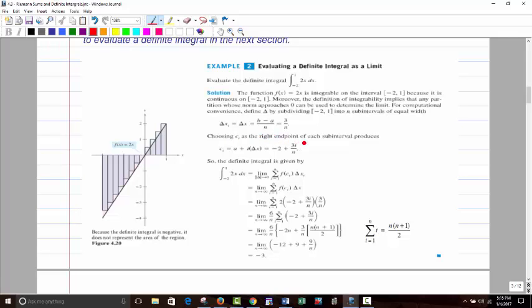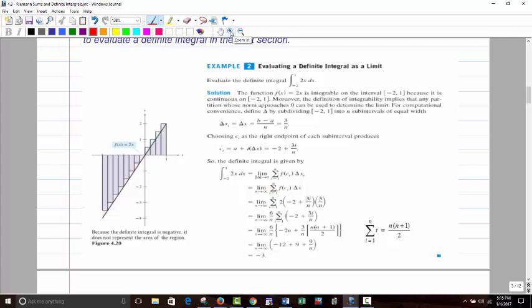Now the c_i is the right endpoint of each subinterval. As you move along, the c_i's are increasing as you go from left to right. So it's the starting value, a, plus whatever position i you're in, times delta x, which is the 3 over n up here. So you have -2 plus 3i over n.